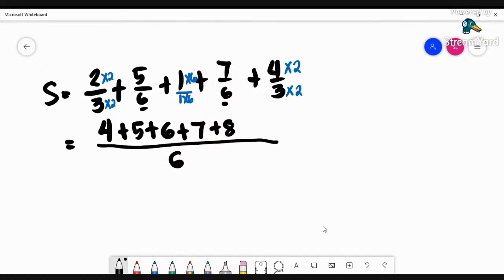So these will be the numerators that we are going to add. 4 plus 5 is 9. Plus 6, we get 15. Then plus 7, we get 22. Plus 8, we get 30. That's 30 over 6. And so the series is equal to 5.